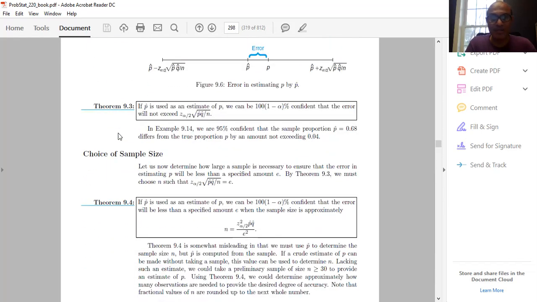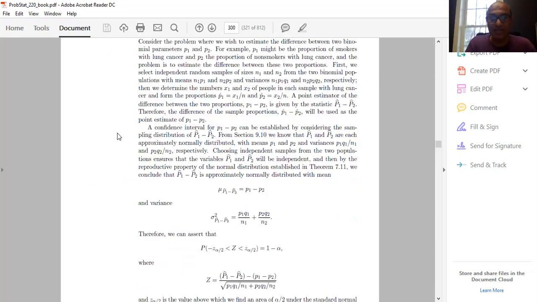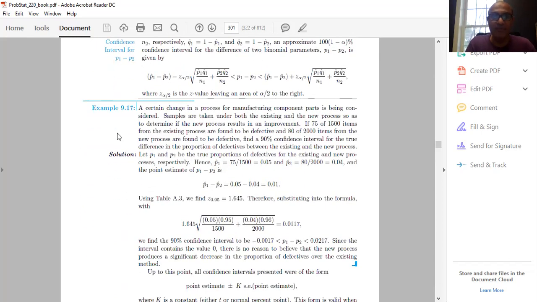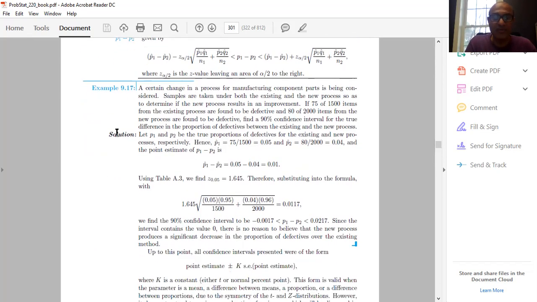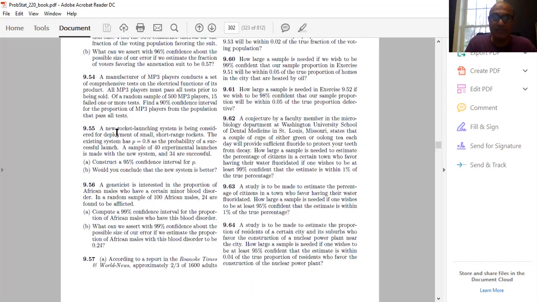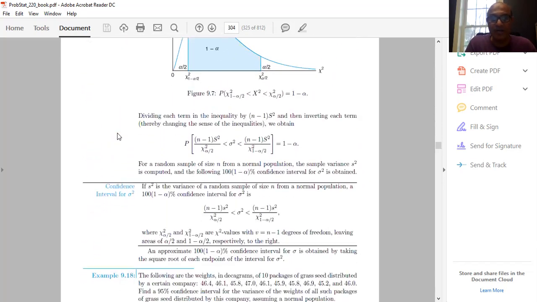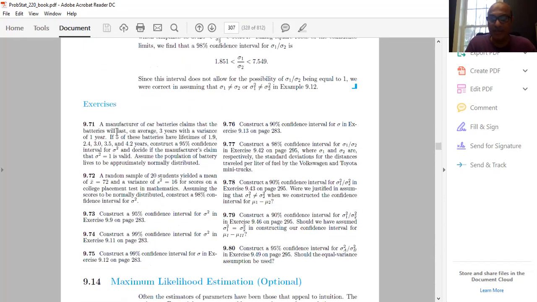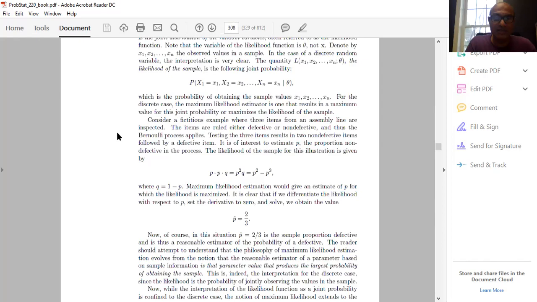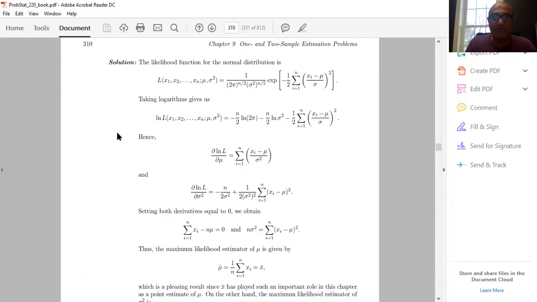So let me start with this one. Articles 10.1, 2, and 3 are just the introductory portion, because mainly we are going to see Articles 10.4 and 5, that is 1 sample test of hypothesis and 2 sample test of hypothesis. So that's what we are going to see now. But before that, just very briefly, I would like to go over Articles 10.1, 2, and 3. And then after, we will go over the detail of Articles 10.4 and 5.